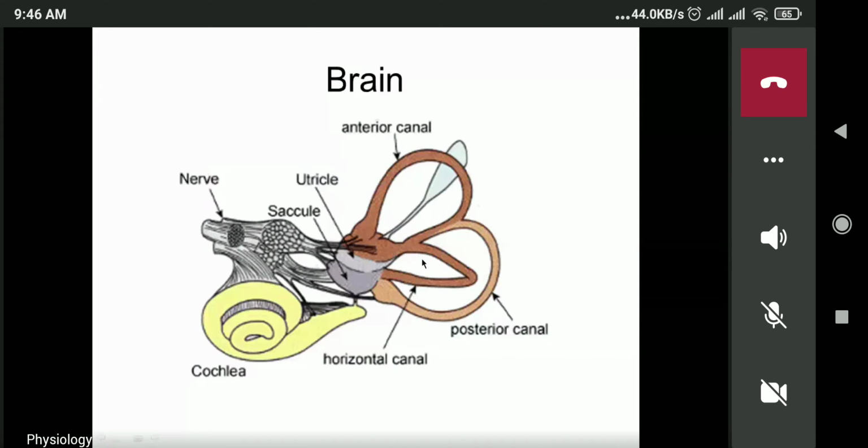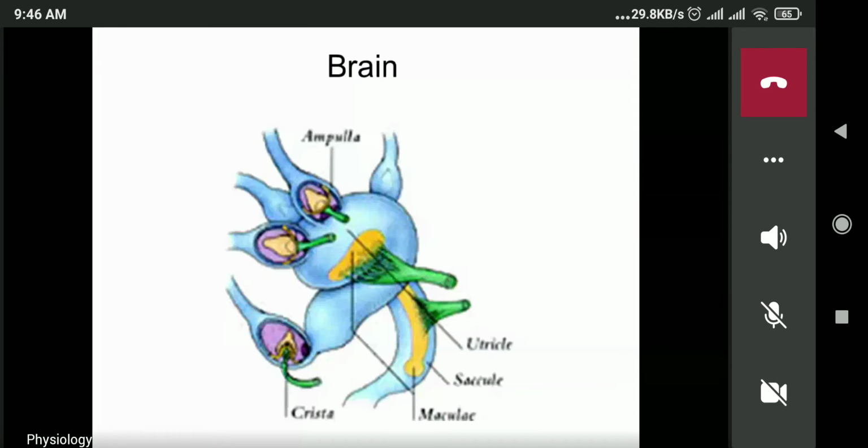Up to this, is it clear? Yes, sir. So if we see this figure, are you seeing the figure? Blue, green, yellow. Are you seeing the figure? Sir. Okay.